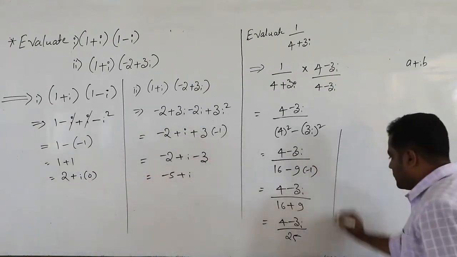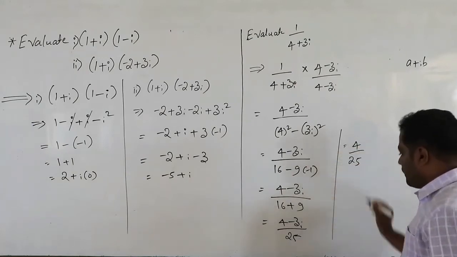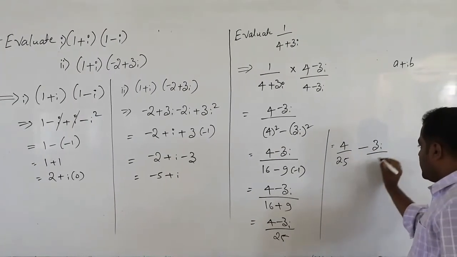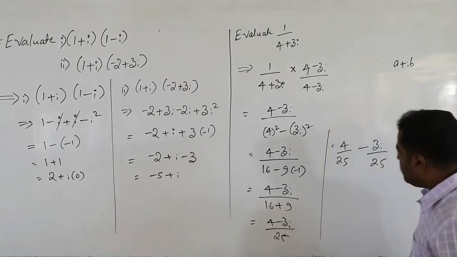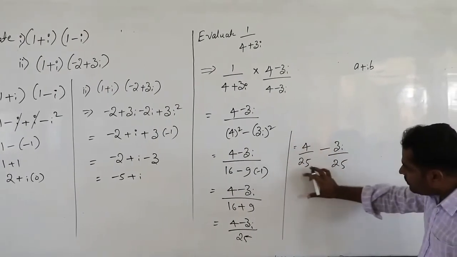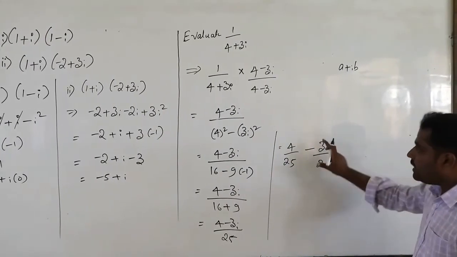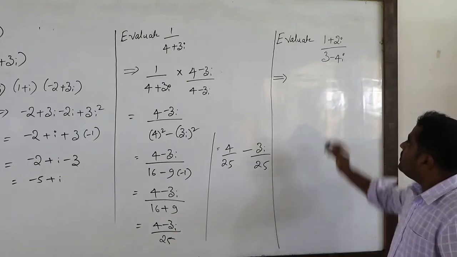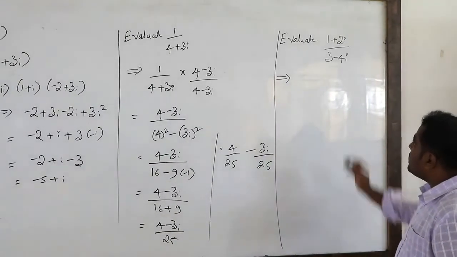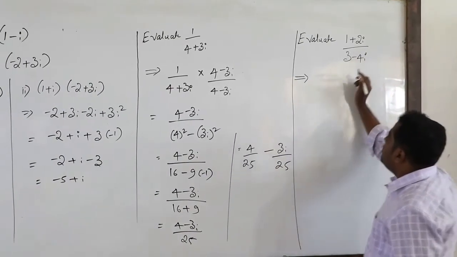Next, this is equal to 4 divided by 25 minus 3 into i divided by 25. In the form of a plus ib, that a value is nothing but 4 divided by 25 and b value is minus 3 divided by 25. So next one, evaluate (1 + 2i) divided by (3 − 4i). Nothing but again division method.